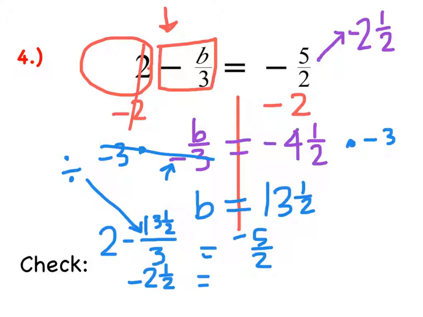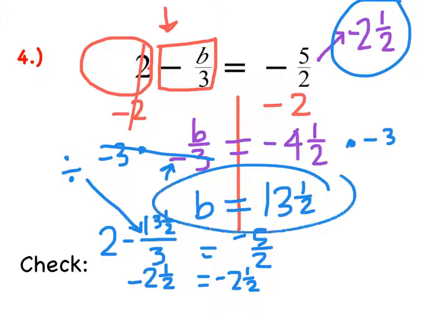When I press enter, I get negative 2 and 1/2. And some of you might be thinking, oh, well that's not the same as negative 5/2. But remember, we already typed negative 5/2 into our calculator, and we found that it equals negative 2 and 1/2. So our final answer is correct.